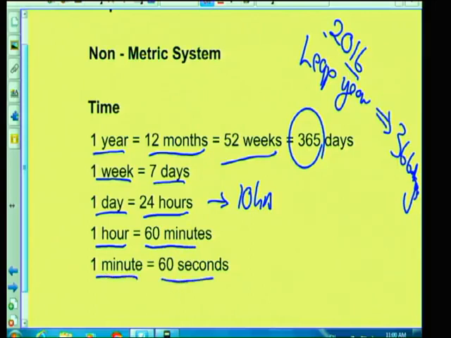Now you can see the jumps then are 60, 60, 24 and 7. They're very uneven, not nice and pretty like the metric system. But we've got to get used to these. We've got to be able to convert them. We've got to be able to measure them. Now, there are 2 things that I just want to say before we move on.